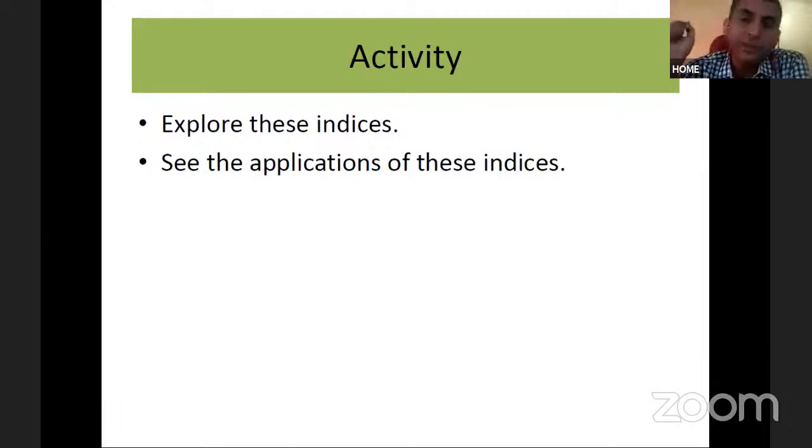Same concept is being used for NDWI and NDVI. Okay. NDBI stands for Normalized Differential Built Up Index. NDWI, Normalized Differential Water Index. NDVI, Normalized Differential Vegetation Index. Okay.